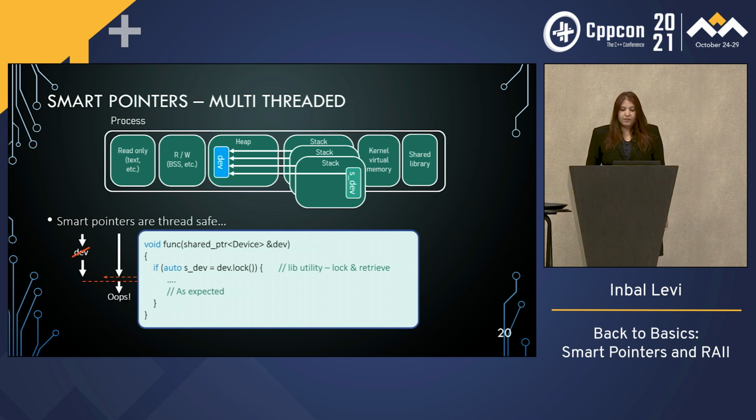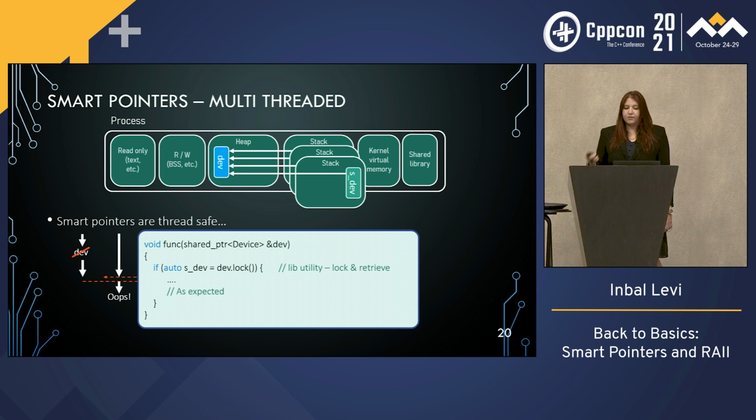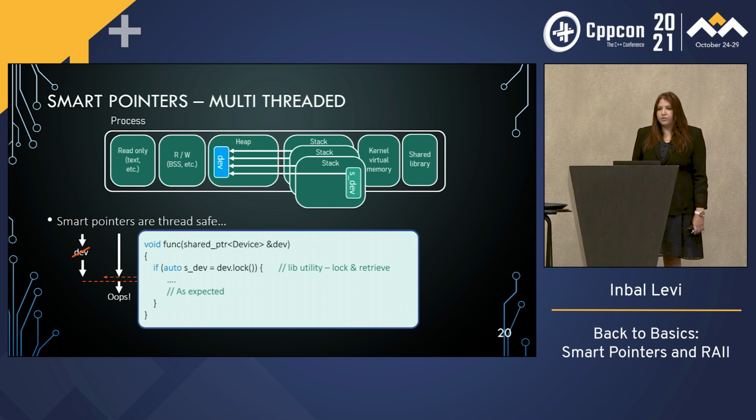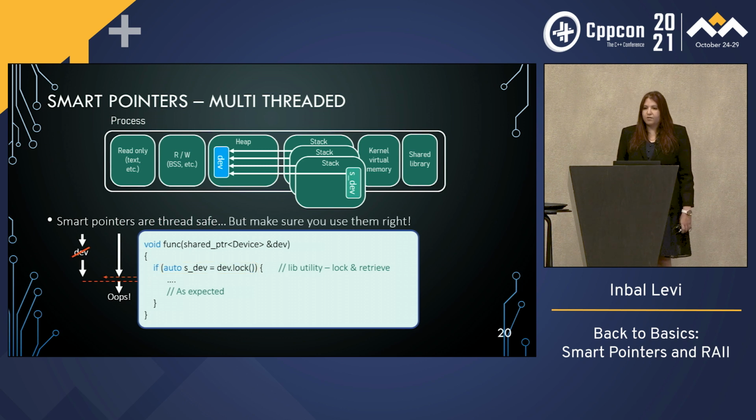What we want is to use the lock function that we just saw, because it does multiple things. First of all, it checks whether this is expired. Then it locks. Then it returns a handle to the pointer that we wanted. And this is actually the safe way to use a weak pointer. So my point is, smart pointers are thread safe, but make sure you use them right.